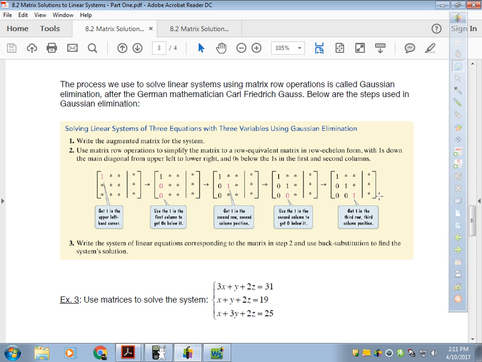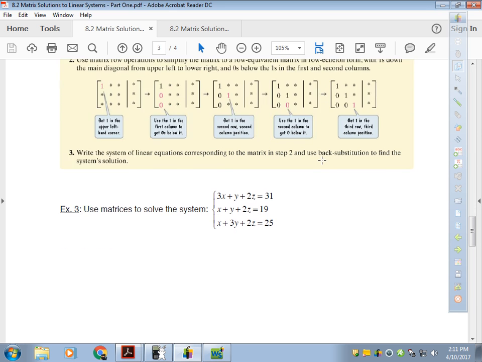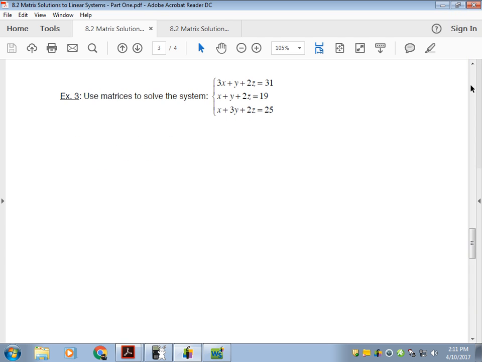You'll end up with z equals some number, y plus some kind of z equals a number, and then x plus some kind of y plus some kind of z equals some number. This last one, because you have z equals a number, you know what z is, so then you can substitute that back into this middle one and solve for y. And then once you have z and y, you can substitute back into this first one and solve for x. And so it's kind of an easy way to do this. Alright, so let's look at an example of this here.